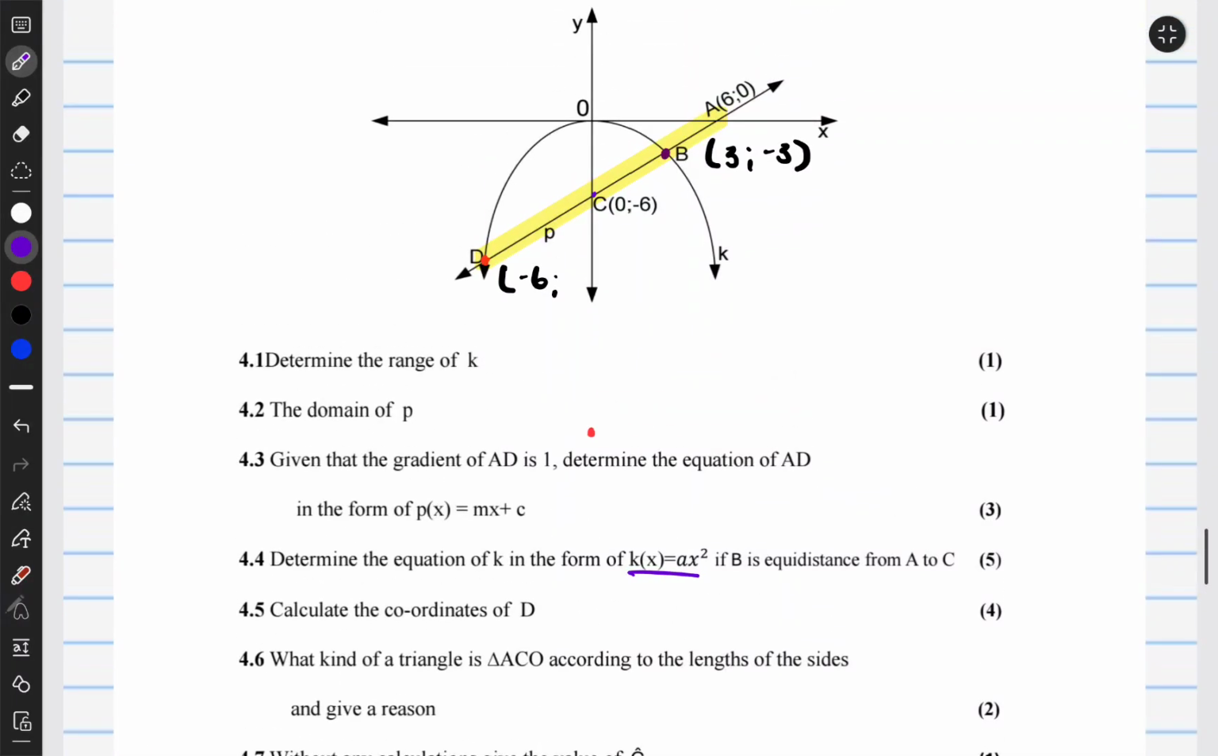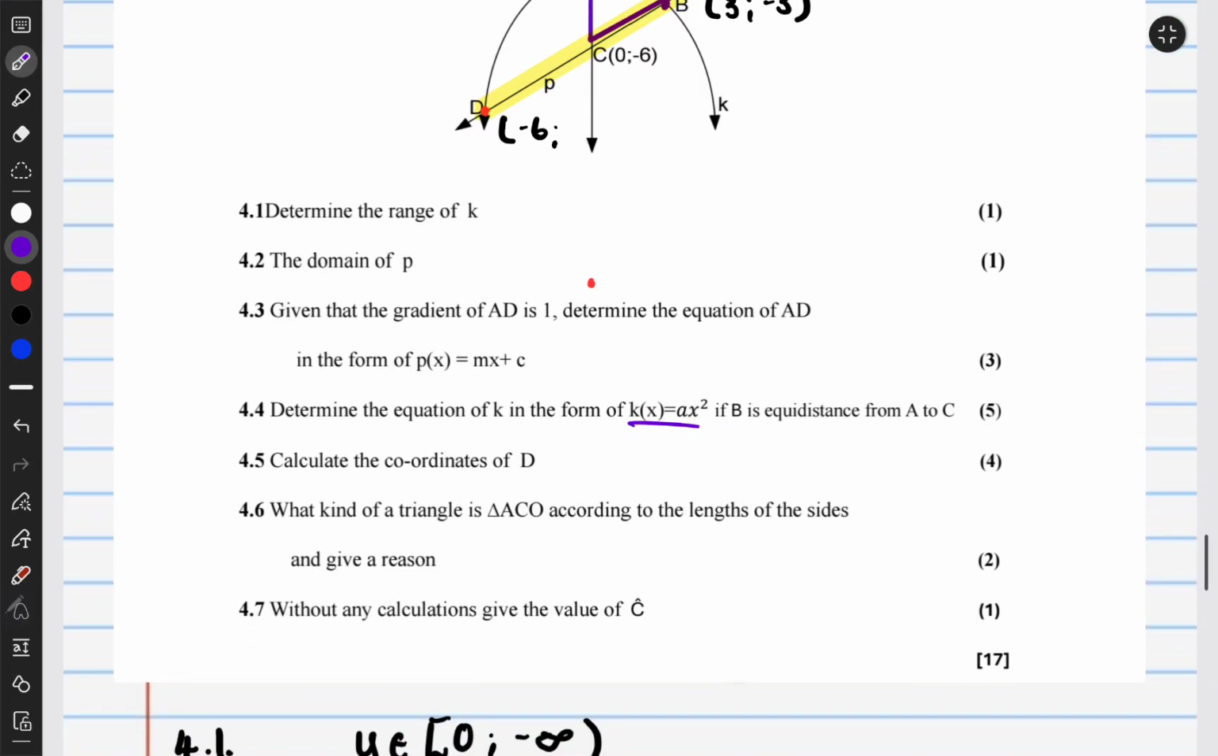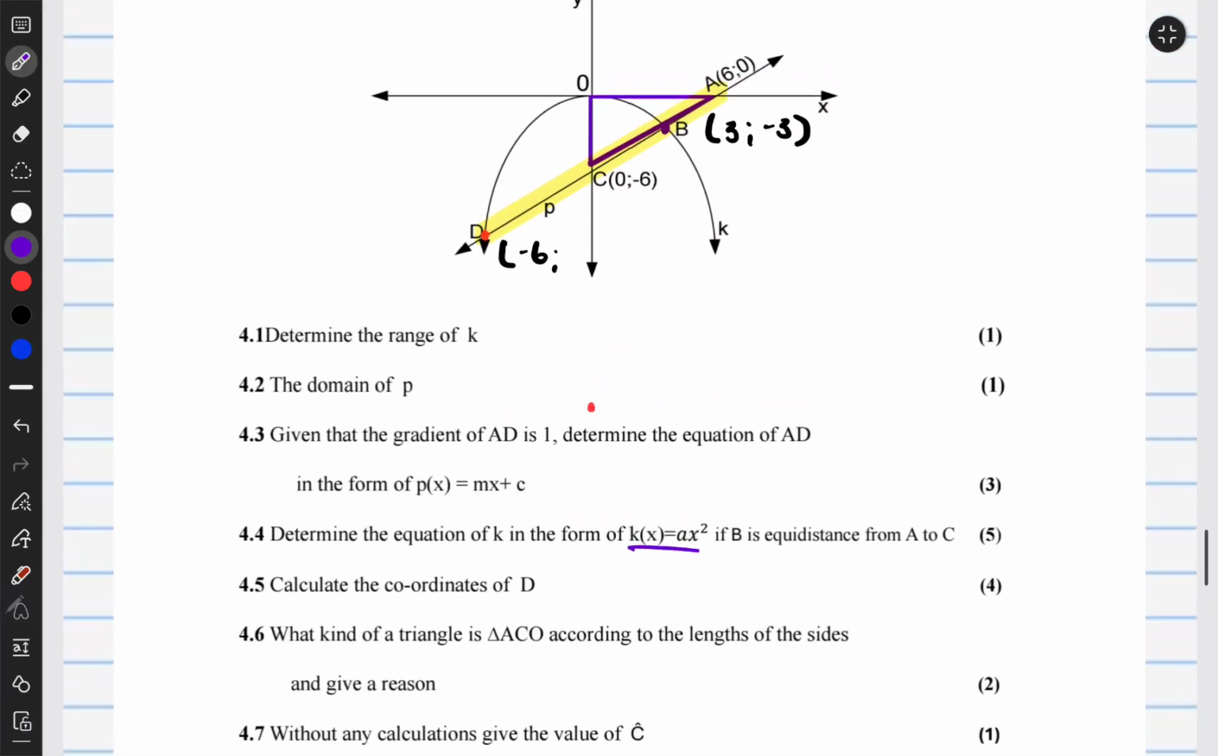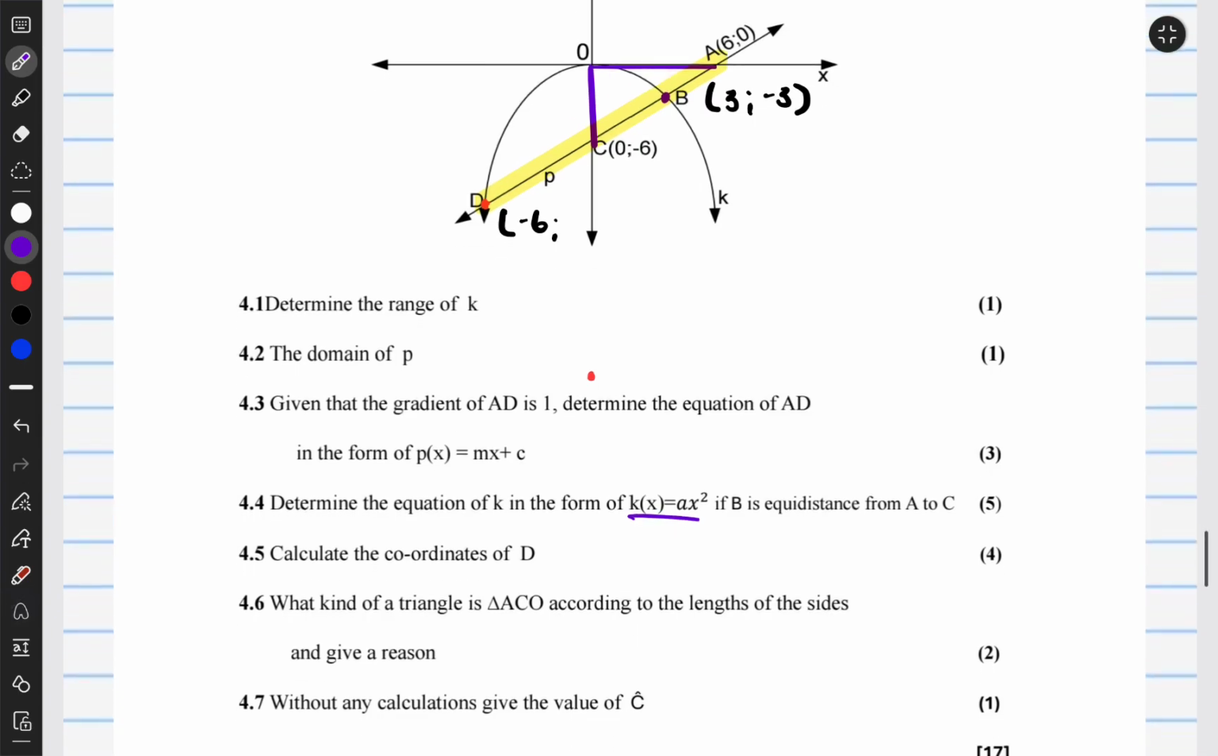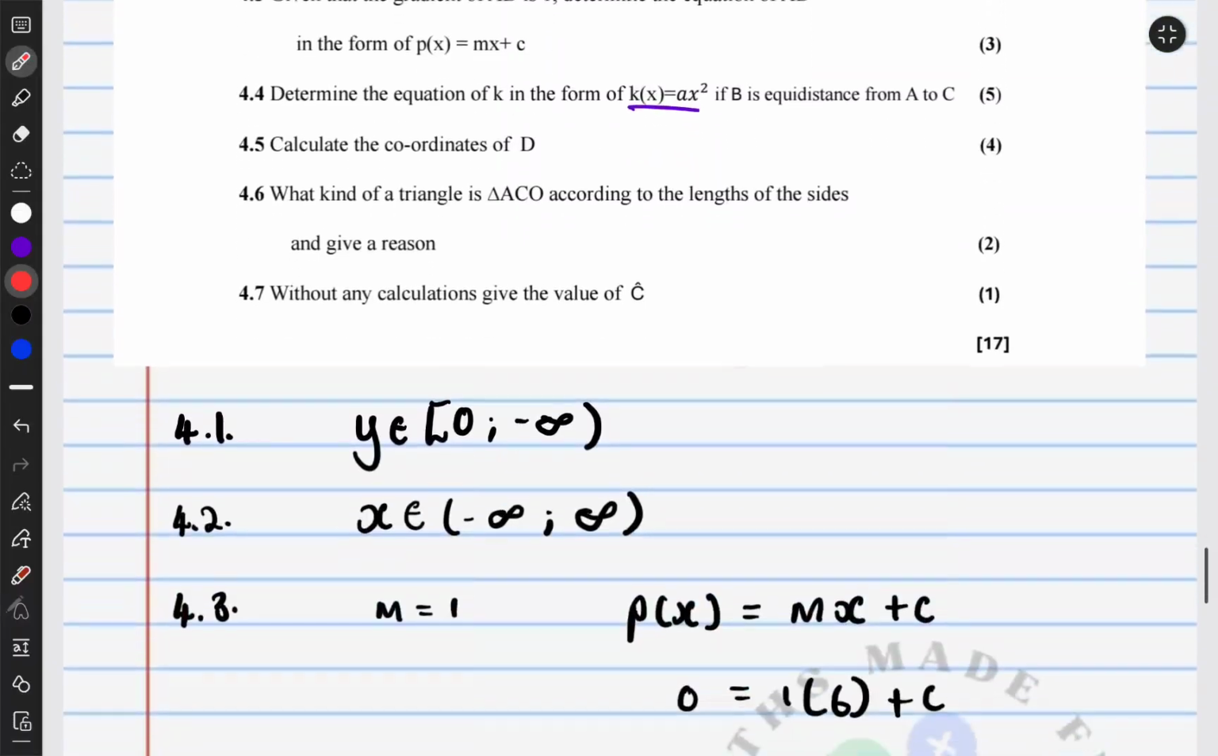Okay, and then what kind of a triangle is triangle ACO? What kind of a triangle is ACO according to the length of the sides? We can see that side OC is 0 minus 6, which will be 6 units, and side OA will be 6 units also. Therefore this is an isosceles triangle, but it's also a right angle triangle. So it's also a right angle, but according to the length it's an isosceles triangle.